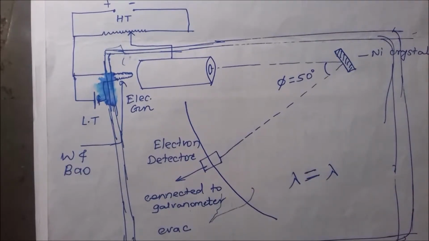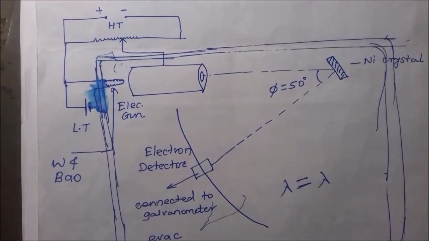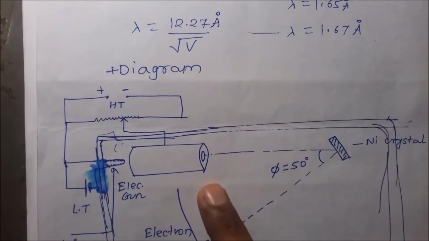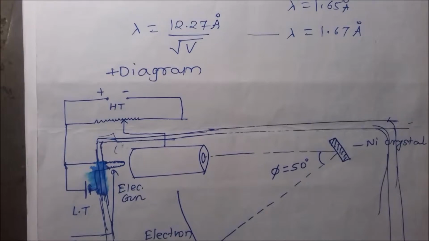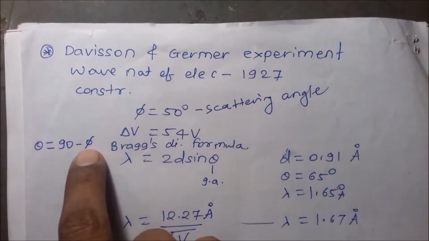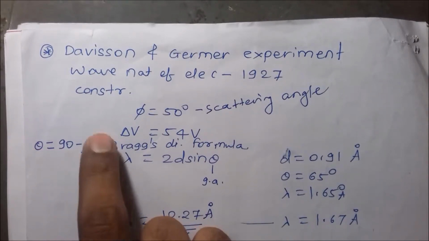Therefore we can say that electron has wave nature. And constructive interference happens for phi, the scattering angle, equal to 50 degree, and potential difference HT should be 54 volts. A relation between scattering angle and glancing angle: glancing angle is 90 minus scattering angle by 2.